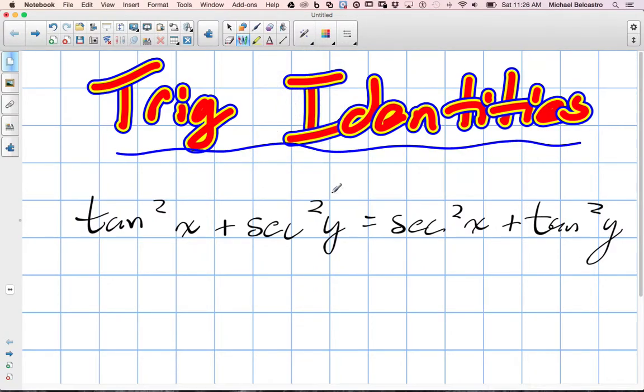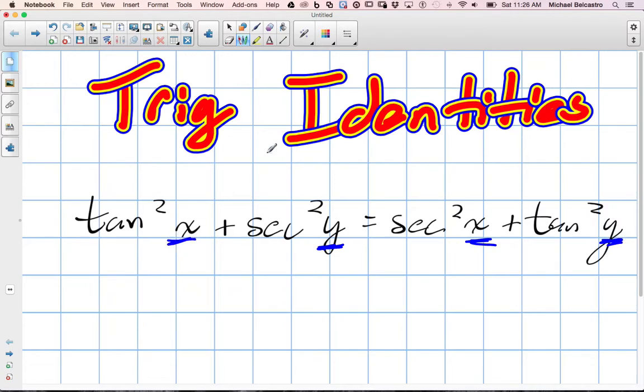Look at trig identities. So we have this identity here: tan squared x plus secant squared y is equal to secant squared x plus tan squared y. At first glance, they might look like they're identical, but the secant y on the left is secant x on the right. Secant y on the right is secant x on the left. So we're going to work through this. We're going to prove that the left side is equal to the right side of the equation.